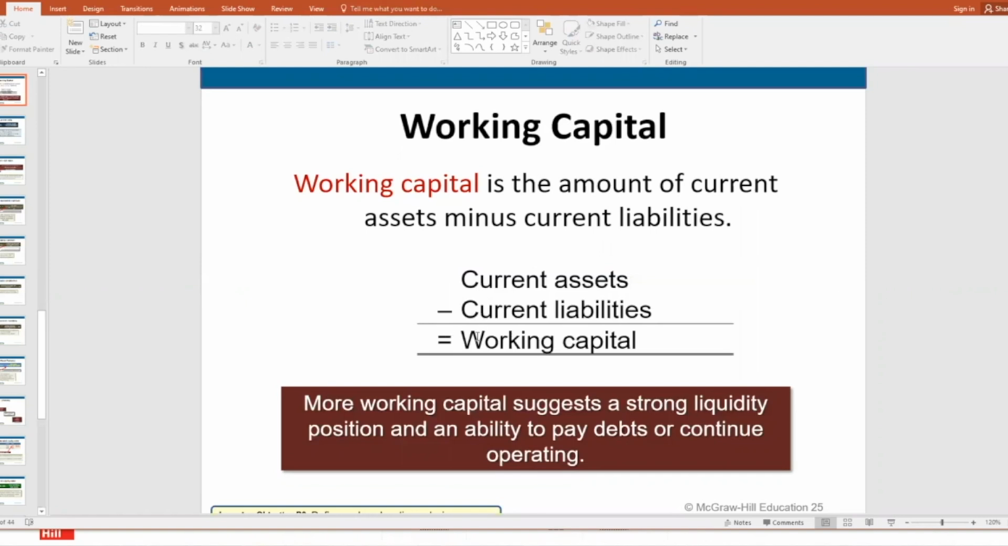So just know the definition of working capital. It's current assets minus current liabilities. That's called working capital. But that's about all I have for you today.